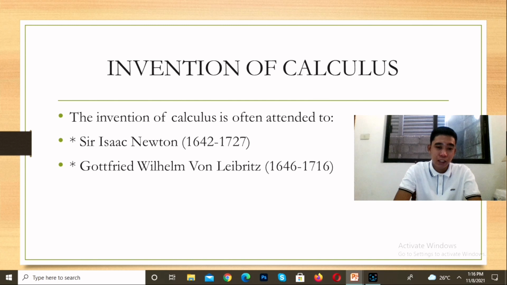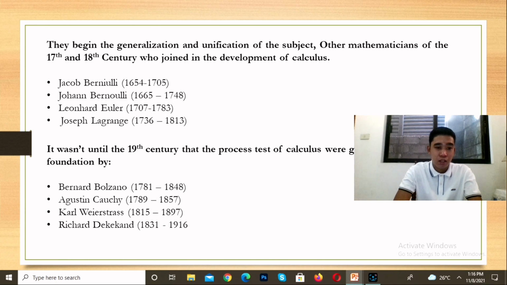Invention of calculus. The invention of calculus is often attributed to Sir Isaac Newton, 1642 to 1727, and Gottfried Wilhelm von Leibniz, 1646 to 1716. They began the generalization and unification of the subject. Other mathematicians of the 17th and 18th century who joined in the development of calculus: Jacob Bernoulli, 1654 to 1705; Johann Bernoulli, 1665 to 1748; Leonhard Euler, 1707 to 1783; Joseph Lagrange, 1736 to 1813.